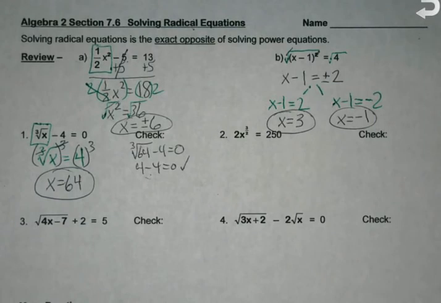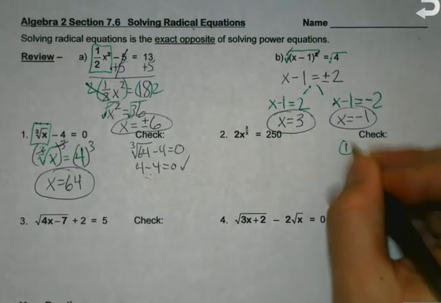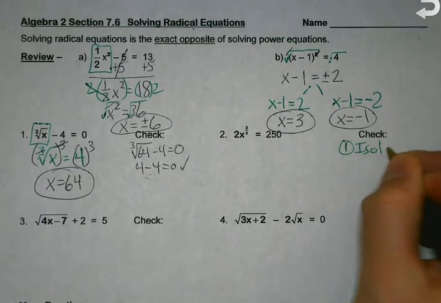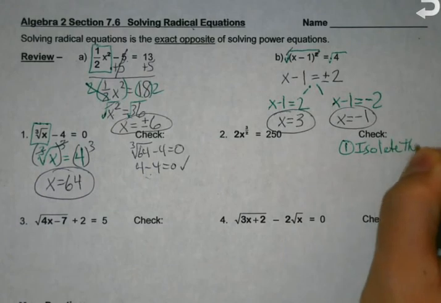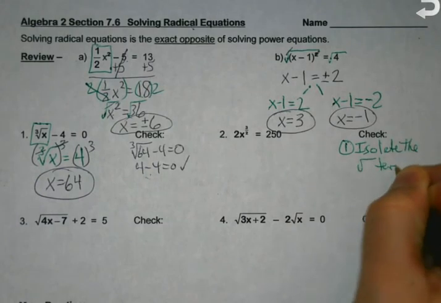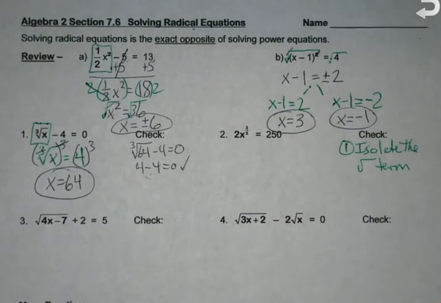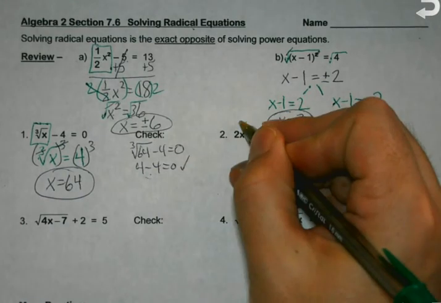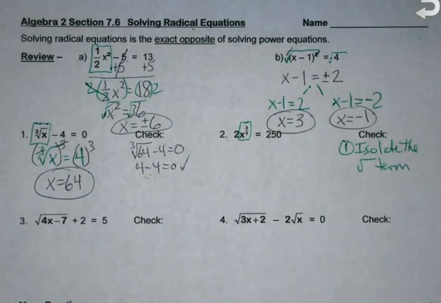Okay? But again, number one priority, always, always, always, is you have to isolate that radical term. Whether you're multiplying it by something, whether you're adding or subtracting something like we had in number 1, you've always got to get this part alone.